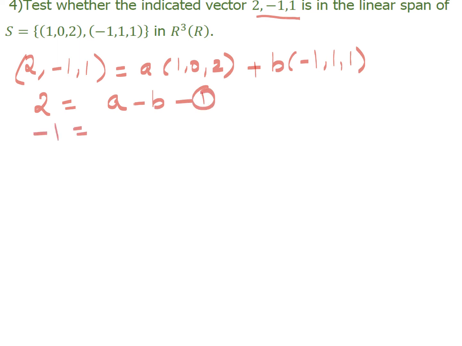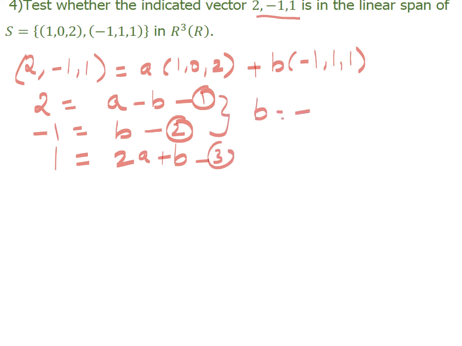Second component: minus 1 on the left hand side. On the right side, A is multiplied by 0, so the first term becomes 0 and it is simply B. So I am able to get B equal to minus 1. Third component: 1 equal to 2A plus B. So let me solve these. First I get B equal to minus 1. Now substitute in equation 1. So we get A equal to 2 plus B, or 2 minus 1, which is 1. So A equal to 1, B equal to minus 1.